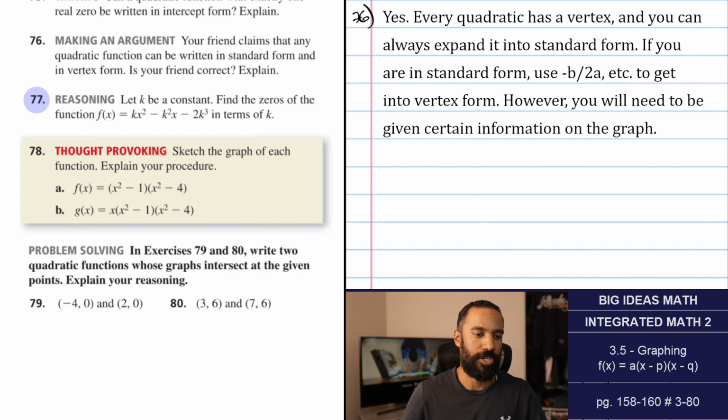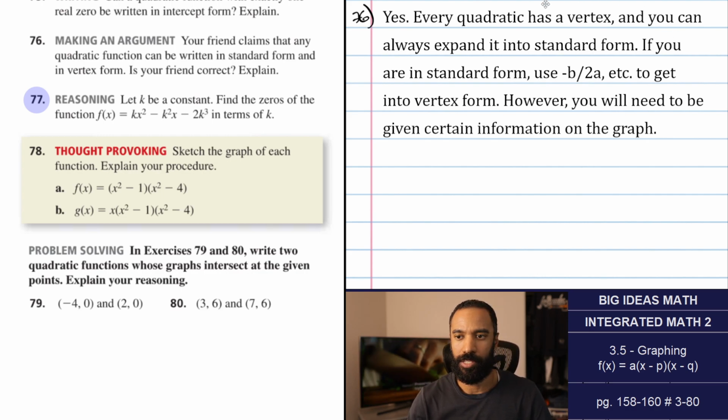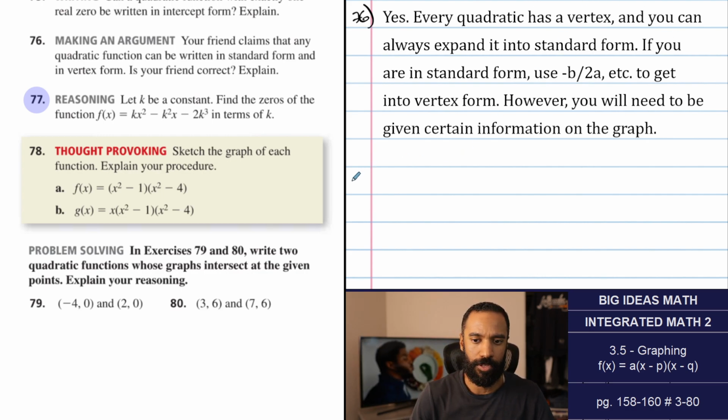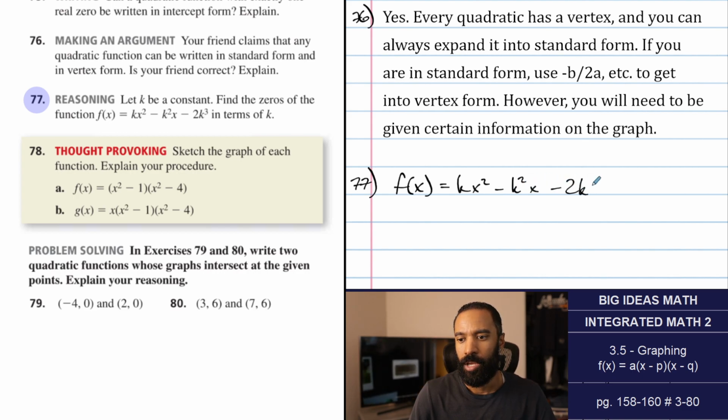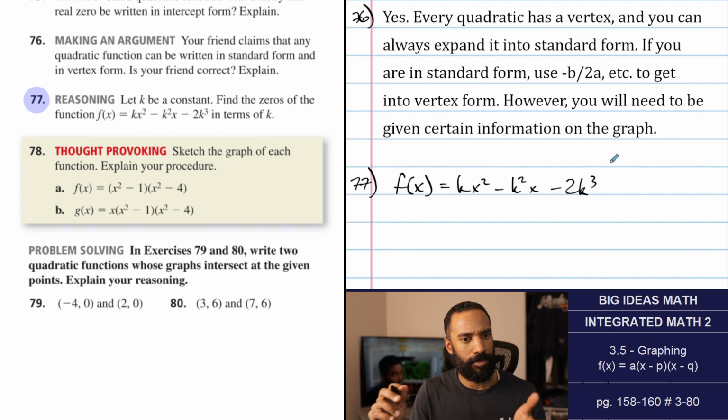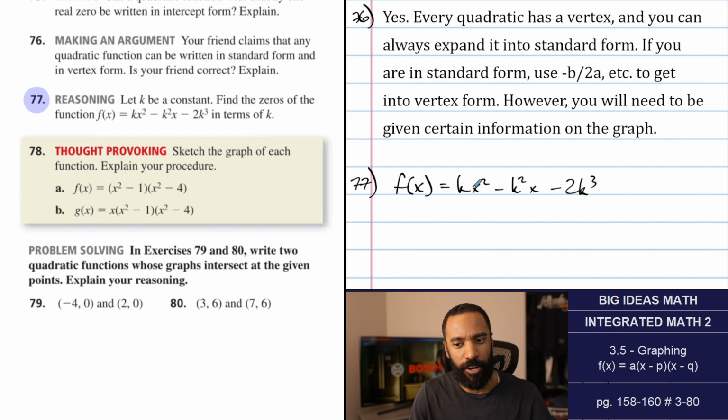4 more. Let k be a constant. Find the zeros of the function f of x equals k x squared minus k squared x minus 2k cubed, in terms of k. All right, I have no idea what this looks like yet. We'll see. Okay, don't treat k as a variable yet. We want to really treat x as the variable. This is the x squared term, the x term, and the constant.